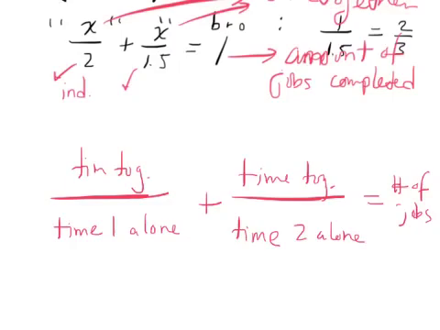For example, if you have the time it takes them together and you have 1 person by himself, you could find time 2 alone. If you have time 1 and time 2 alone, you could find time together. Okay? And it's always going to end up being how many jobs completed. Since we're looking at an hourly rate, we're looking really at 1 job.